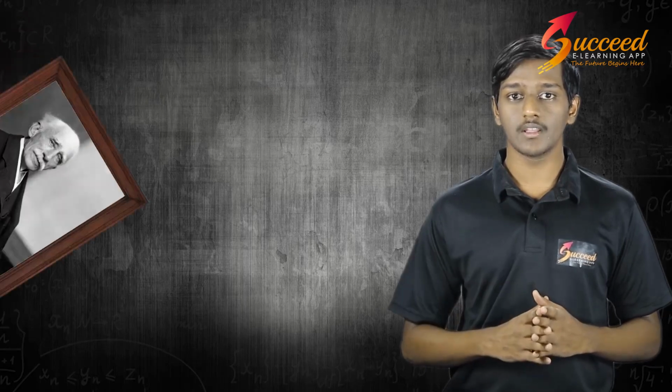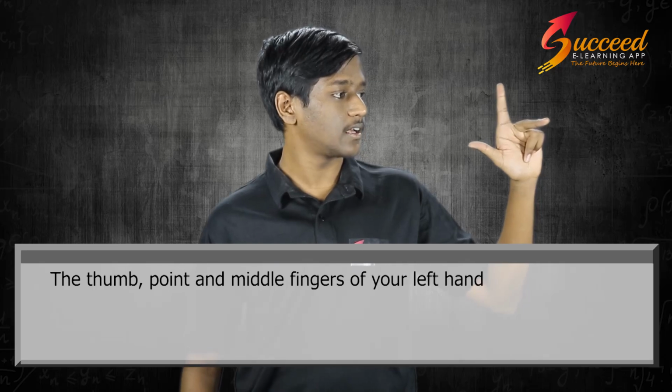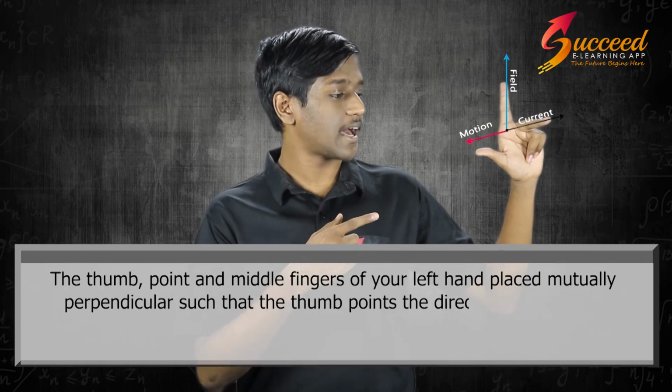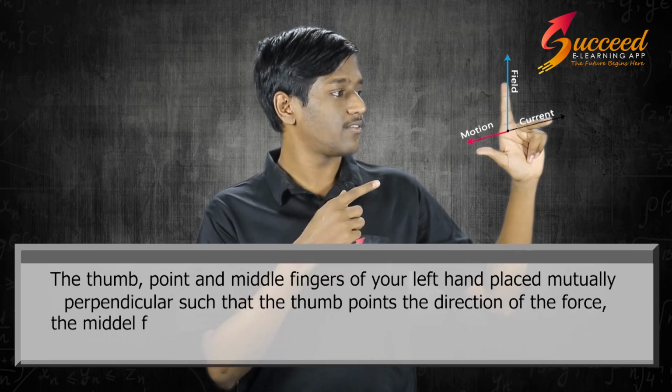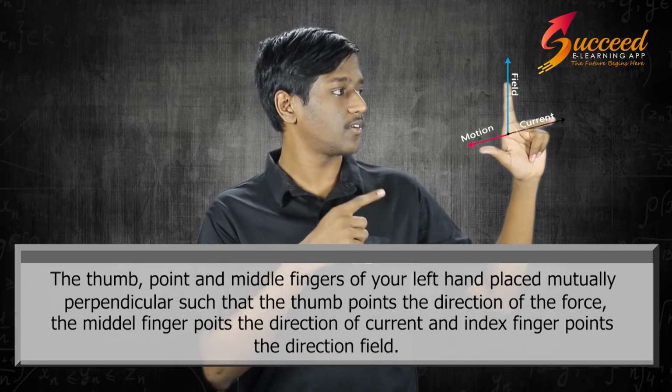This is given by Fleming's left-hand rule. Fleming's left-hand rule states that the thumb, forefinger and the middle finger of your left hand are placed mutually perpendicular such that the thumb points in the direction of the force, the middle finger points in the direction of the current, and the forefinger points in the direction of the field.